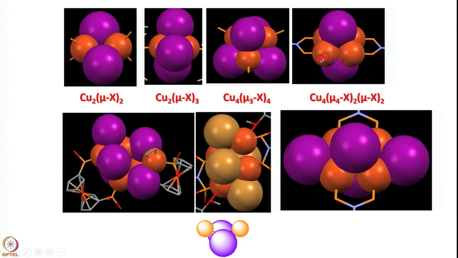This is again very interesting, and they show very interesting photophysical properties, photoluminescence. And then you can see this space-filling model, I have just expanded how this is bridging 2 metals and this is bridging 4 metals. So this shows how much versatility there is in the case of halogens as ligands.